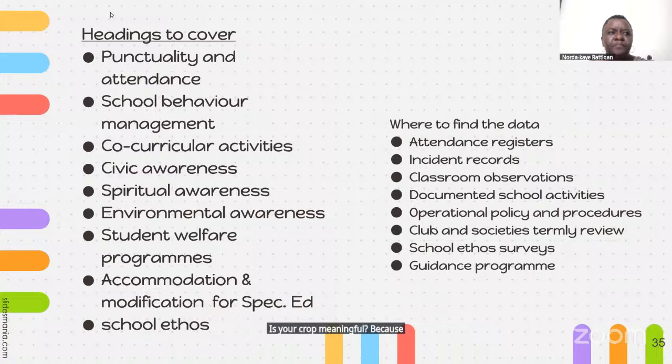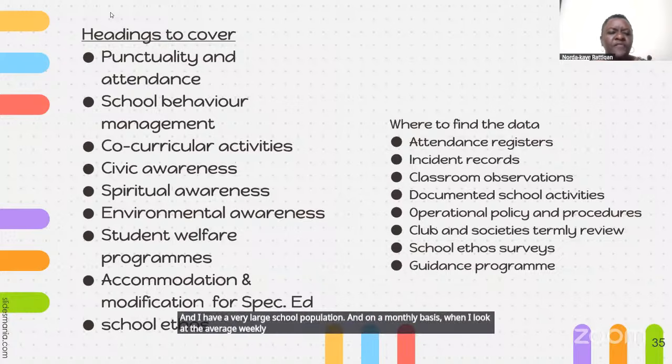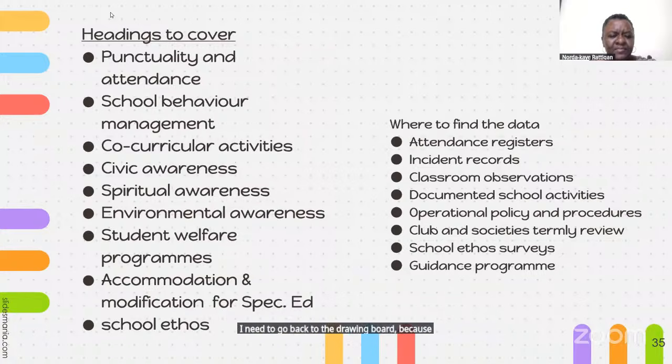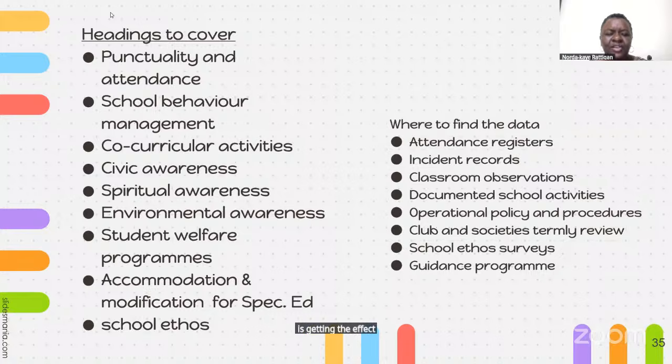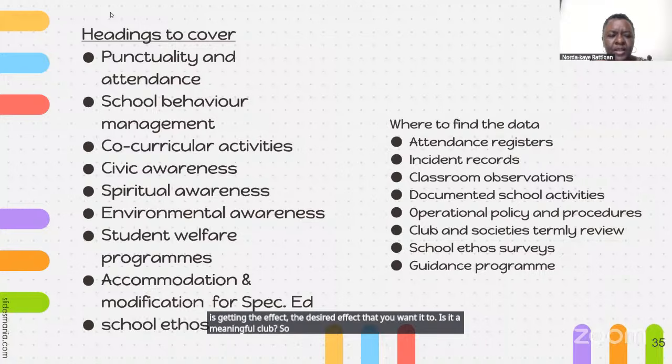Because if I have a math club, for instance, and I have a very large school population, and on a monthly basis, when I look at the average weekly attendance, only 15 students are attending the maths club. I need to go back to the drawing board, because I'm not sure that this maths club is appealing to the masses, and if the club is getting the desired effect that you want it to. Is it a meaningful club? So these are some of the things that you look at. School behavior management is also pulled in under this question.